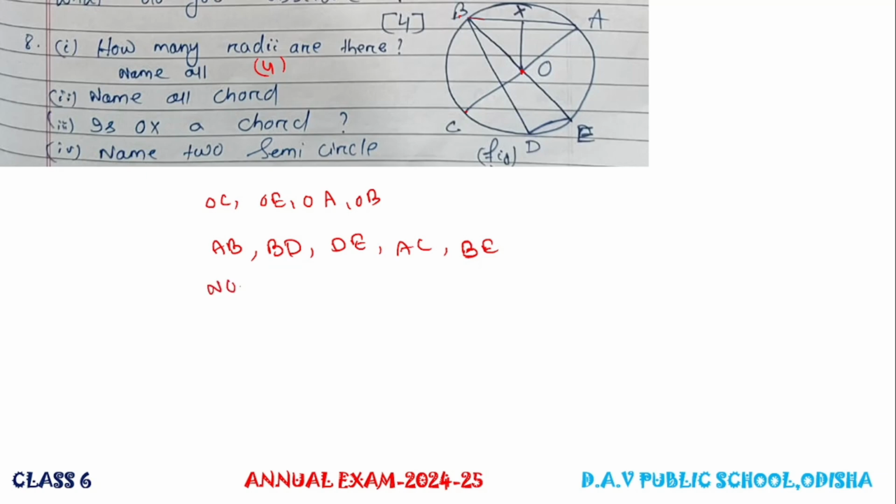Name two semicircles. The two semicircles are CBA. So first of all write a diameter, then also write a point. So CA is a diameter, then put a point, that is B in the middle. So it is a semicircle. Also you can write CEA, or you can write BAE, or you can write BDE. These are the semicircle names. Clear?